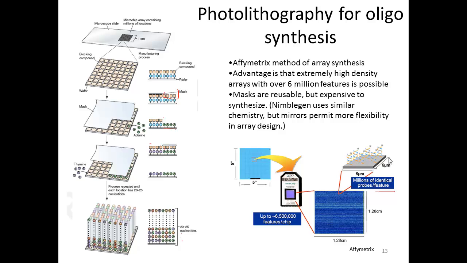These features at this point were 5 microns on a side. Now I think they're down to about 2 microns a side. And there are millions of probes in this 25 square micron feature.